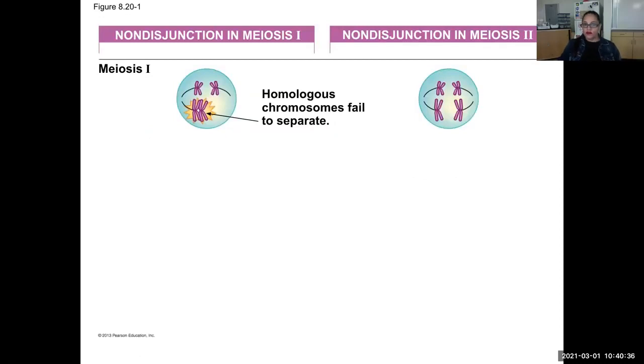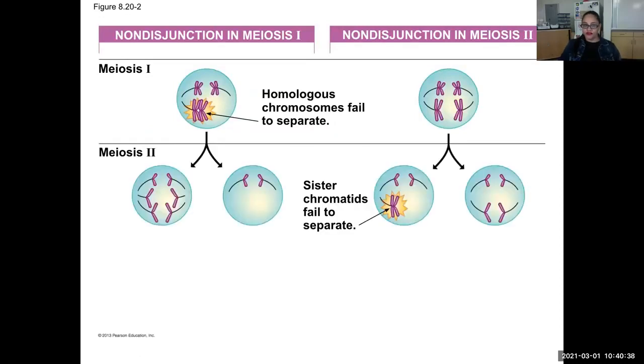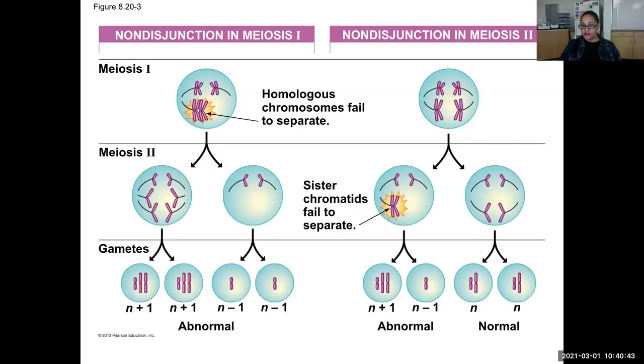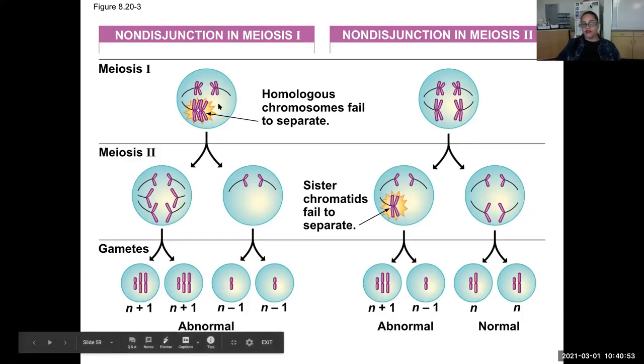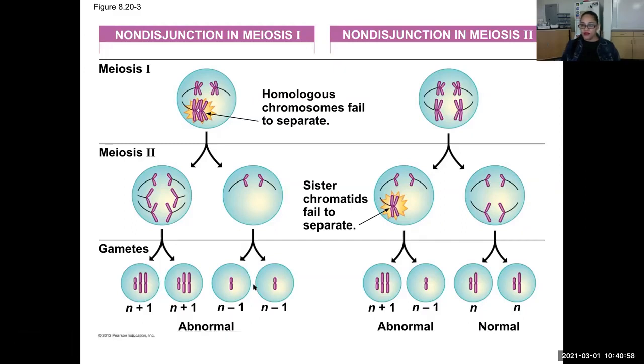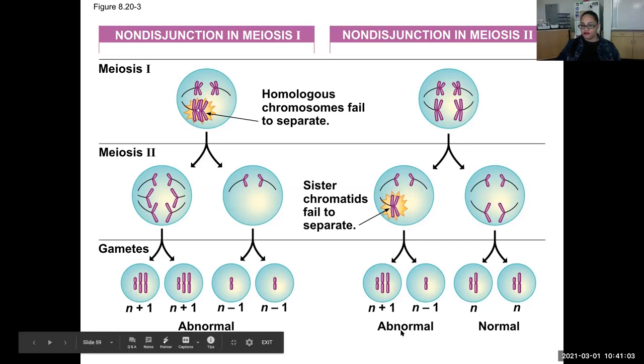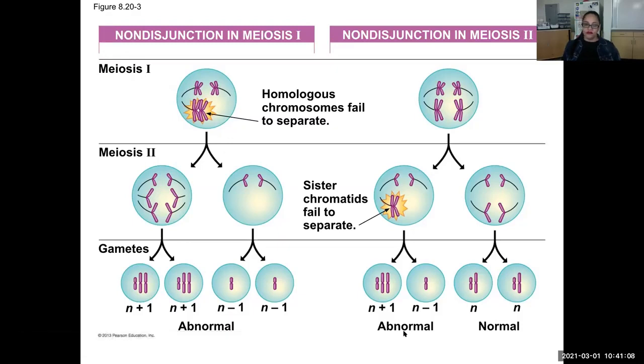So in meiosis 1, homologous chromosomes can fail to separate, or in meiosis 2, the sister chromatids could fail to separate, and then the gametes end up off. You can see the abnormal: if it fails to separate in meiosis 1, all 4 gametes in the end will be abnormal. If it fails to separate at meiosis 2, the sister chromatids, then you've got a 50% chance of passing on a normal egg or sperm, and a 50% chance of passing on an abnormal gamete.